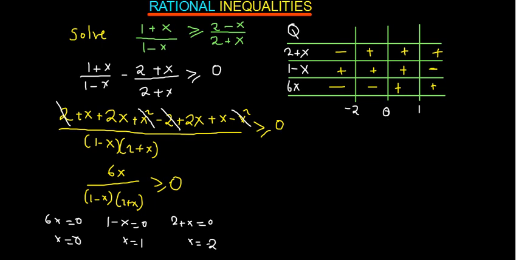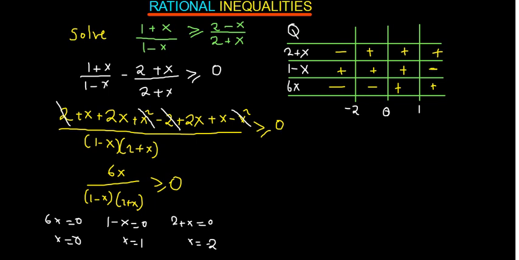Same with the 1 minus x. When you equated it to 0, you found 1. If you get any value greater than 1, like a 2, put here. 1 minus 2 will be negative. That's the negative you are seeing. And 1 is a demarcation of signs. That means immediately you cross 1, the signs are going to be positive.